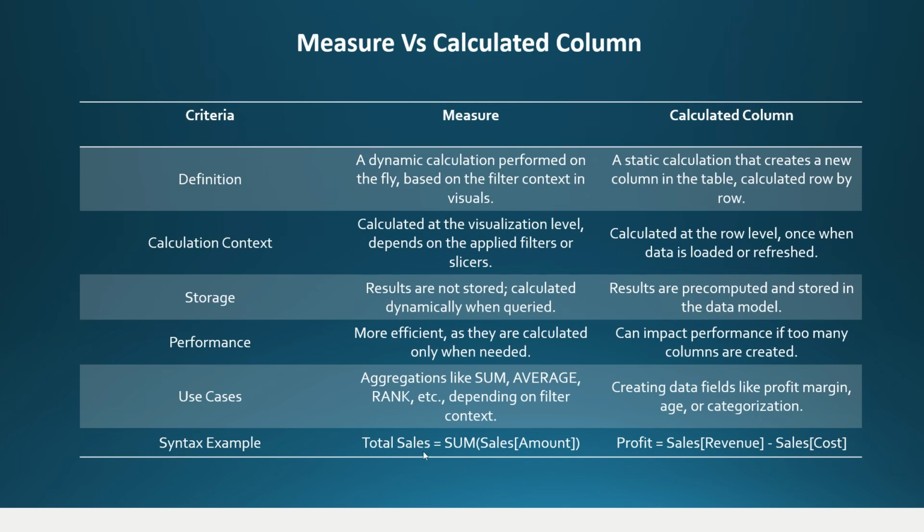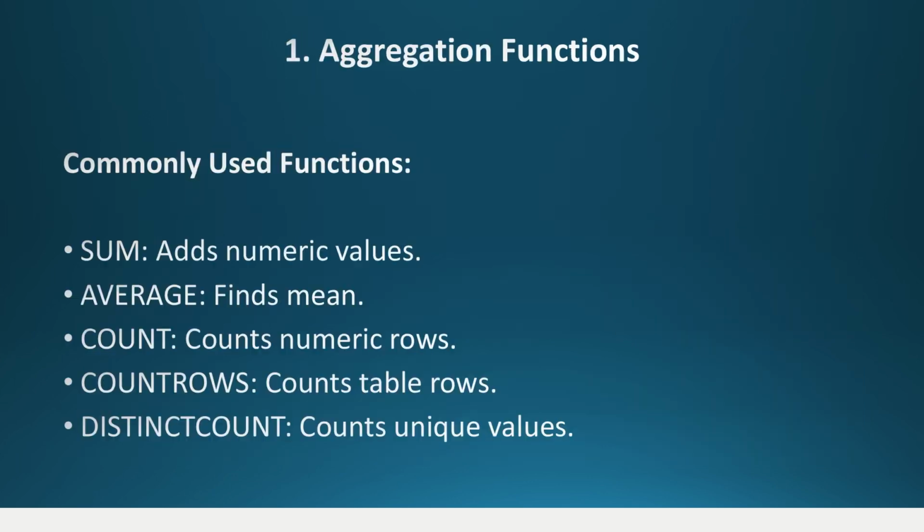Let's take a look at the syntax example. Total sales equals SUM, the function that we have used here, and it is referring to a column, whereas a calculated column can simply refer to two different columns and perform a calculation. So that is the quick difference between a measure and a calculated column. Now let's head to the next section where we will learn some of the basic aggregation functions. These are some of the commonly used aggregation functions in DAX. So let us see how we can use them.